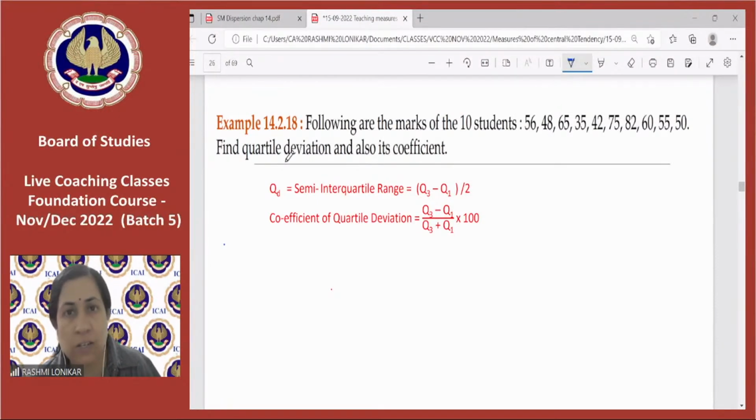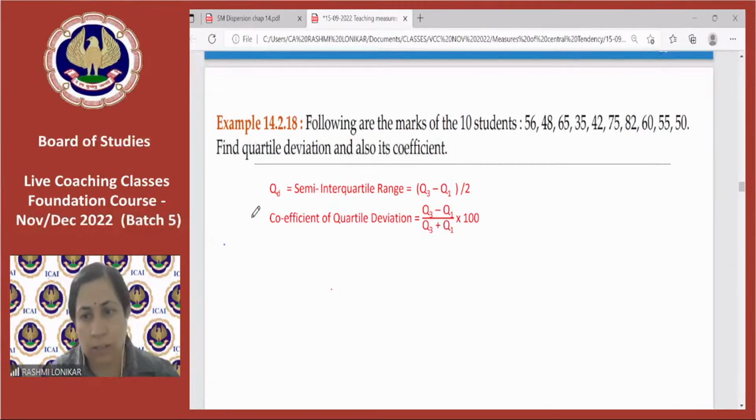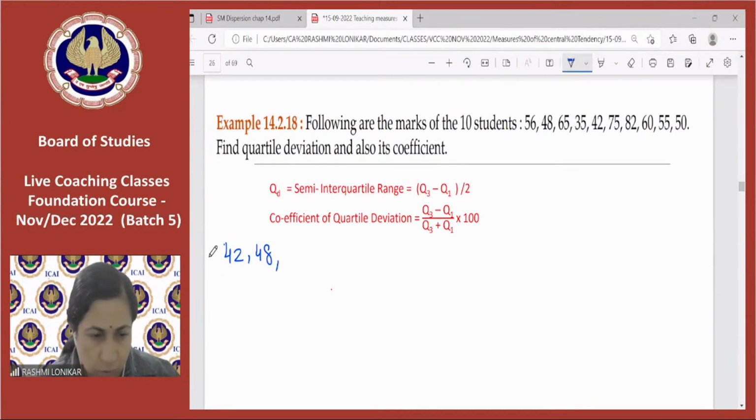The first step is rearranging the data in ascending or descending order. I am arranging them in ascending order. Which is the smallest number? The smallest number is 42. Then we have 48. No, the smallest is 35. Okay, so the smallest is 35. Then 42, okay, 35, 42, 48.